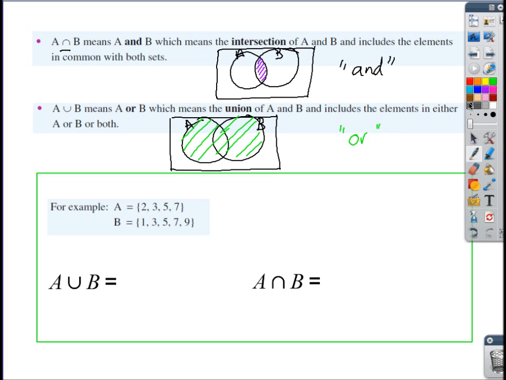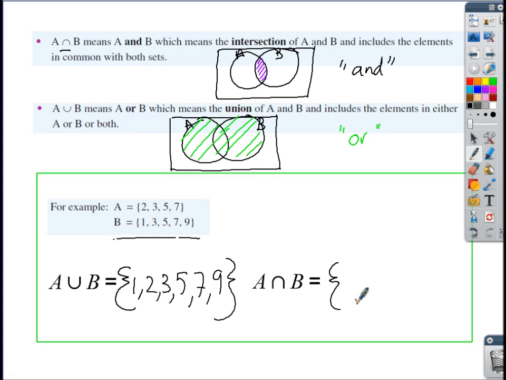Okay, let's do a couple of little examples. I've set up two sets here. Here's the set A, which has elements 2, 3, 5 and 7. The set B has elements 1, 3, 5, 7 and 9. So if I want to talk about the union of A and B, then I have to list any element that's in A or B. So 1 is in there, 2 is going to be in there, 3 is going to be in there, 5 is going to be in there, 7 is going to be in there, 9 is going to be in there. So it's anything that's in either of them.